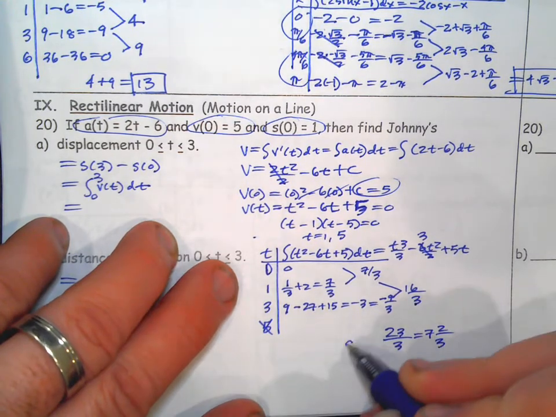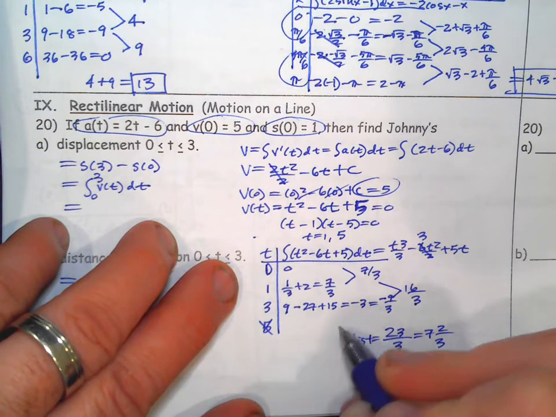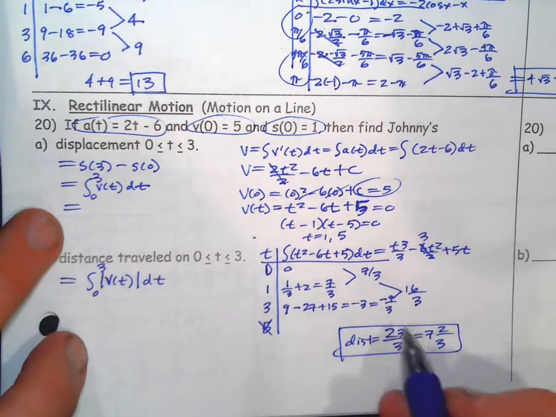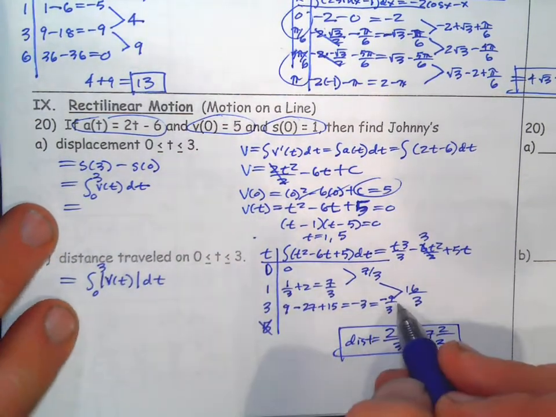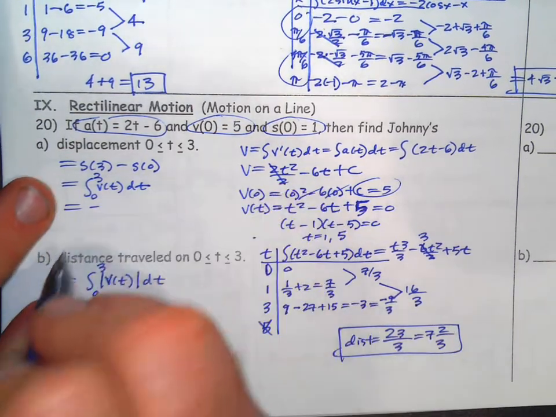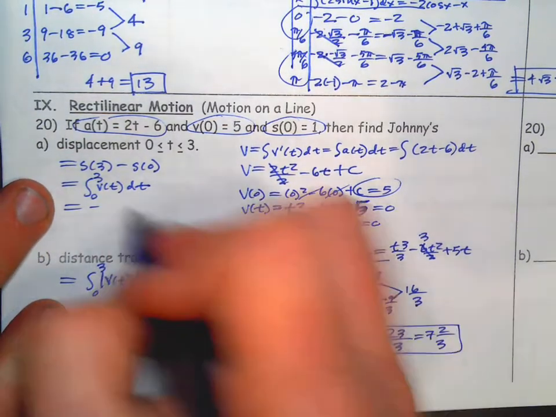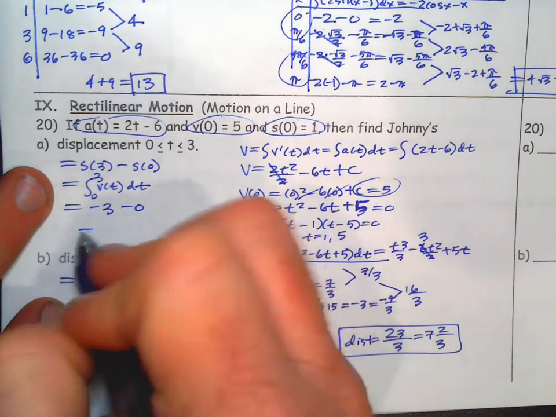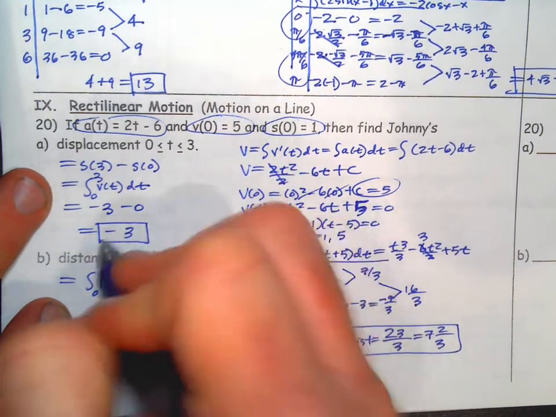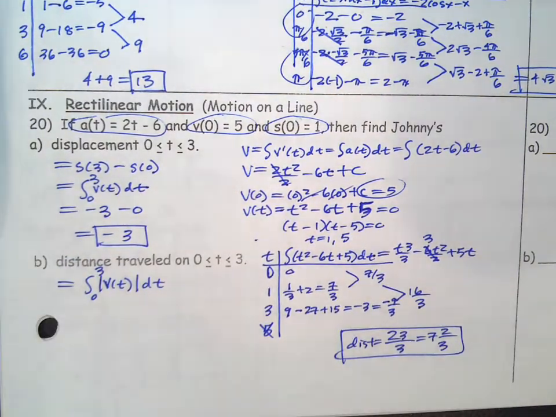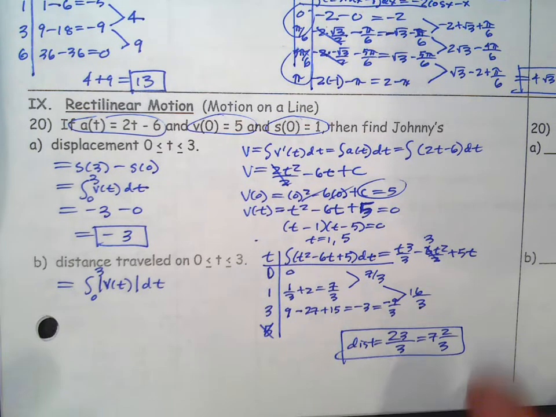That's distance. Displacement would just be the final one, minus 9 over 3, or minus 3, minus the initial one 0, which is going to be minus 3. Displacement can be negative. Distance can never be negative. So that's using the table to find both of these, which I think is worth it.